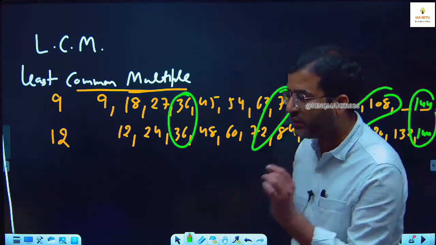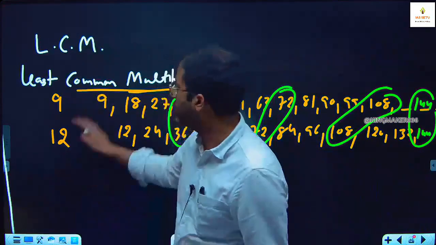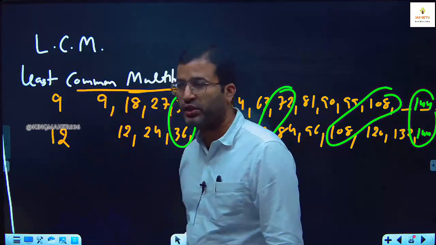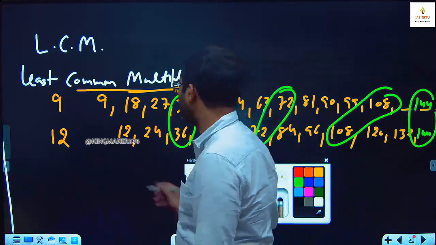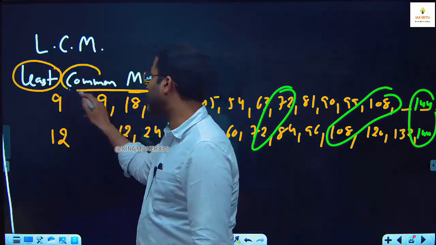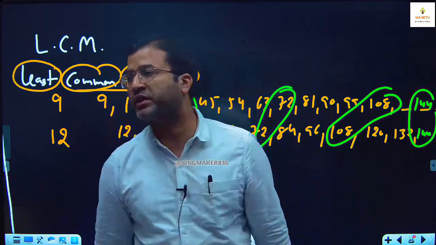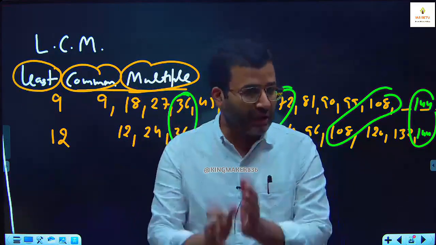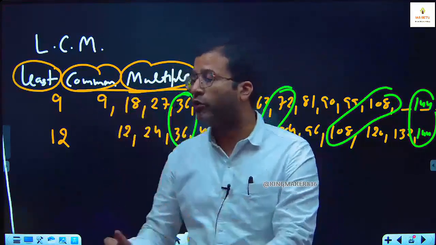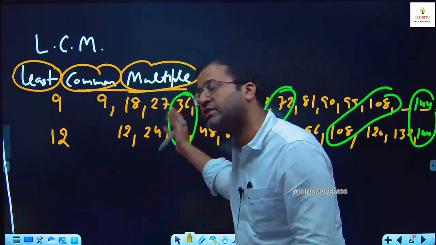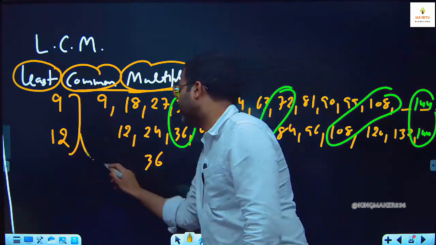If anyone asks me what is the definition of LCM, I tell you इससे best definition हो ही नहीं सकती. These three words clearly explain what is LCM. Least common multiple. Self-explanatory definition है. You take multiples, out of multiples take common multiples, out of common multiples tell me which one is the least. 36. So 36 is LCM of 9 and 12.